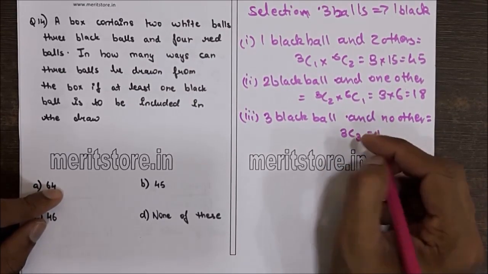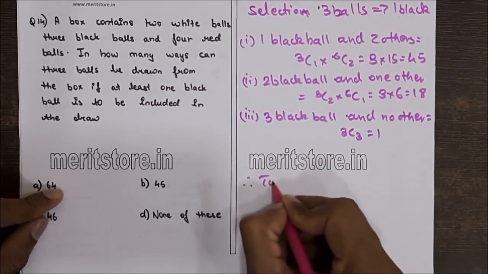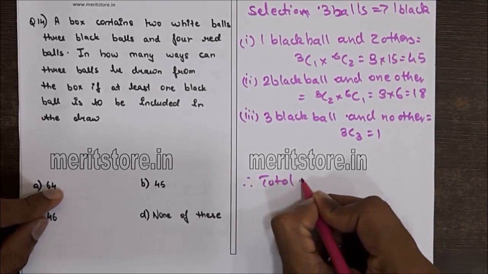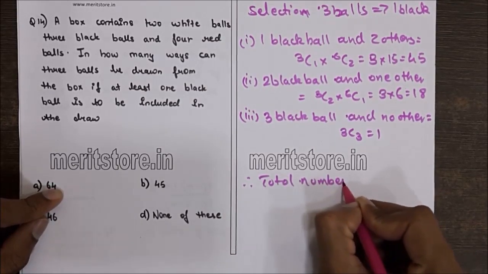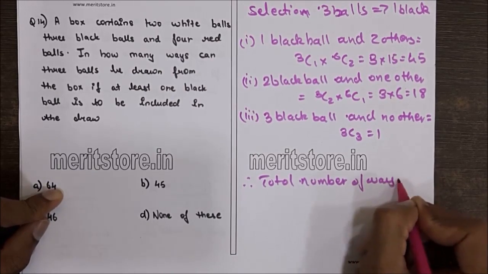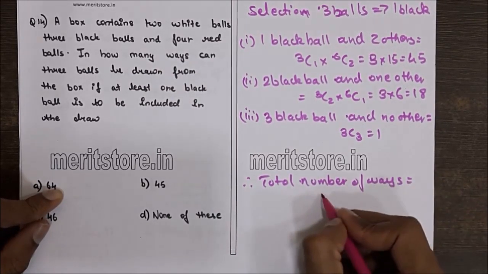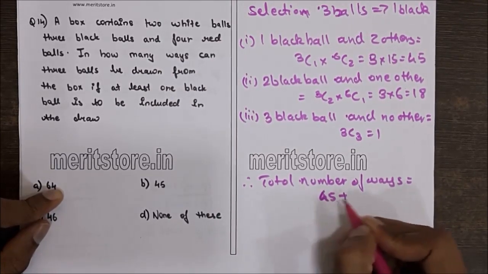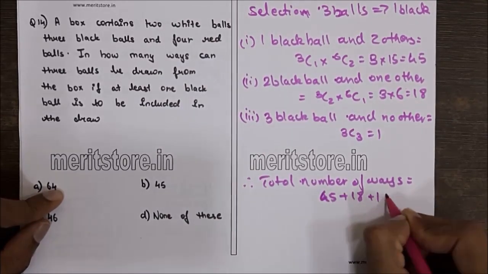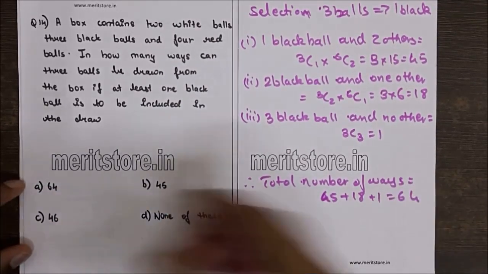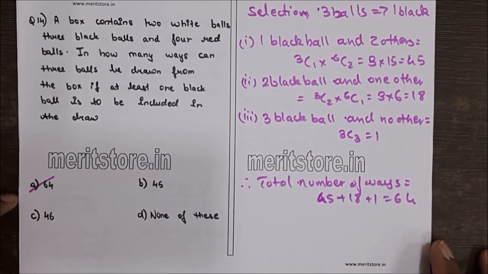So the total number of ways is equal to 45 plus 18 plus 1, which is equal to 64, which is our option A. Therefore, option A is the correct answer.